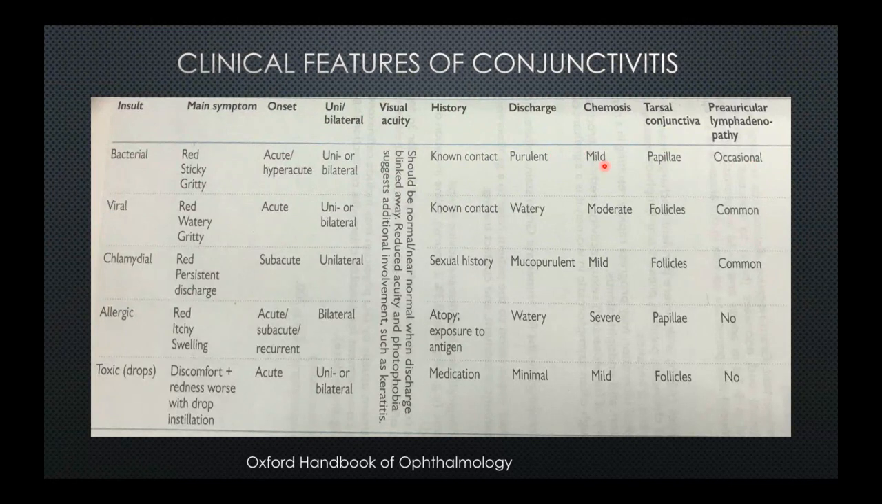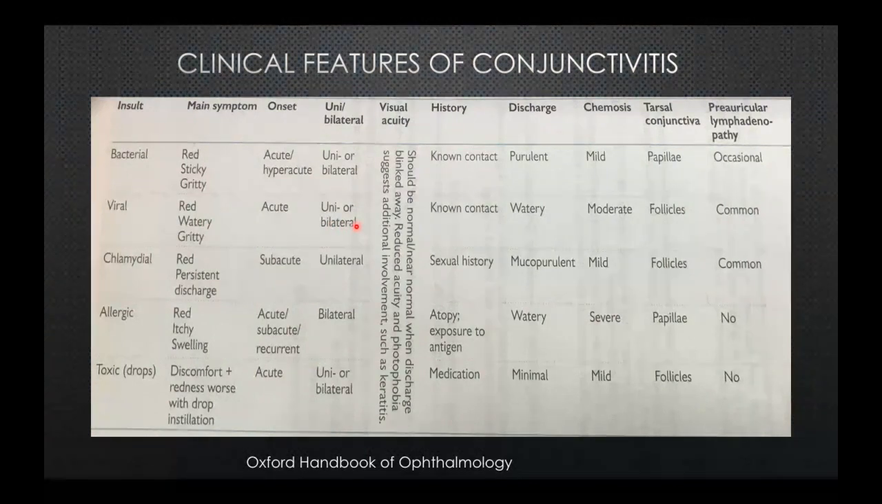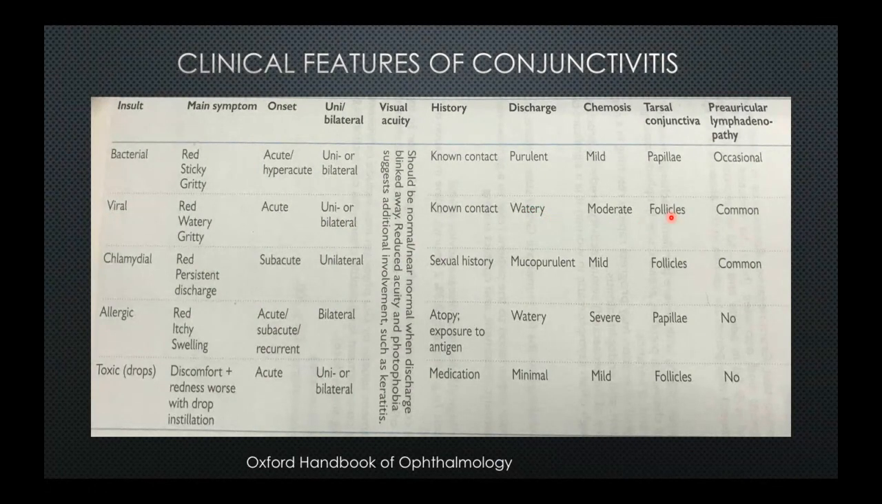There's mild chemosis, but depending on the bacteria, remember we mentioned this, the chemosis can be mild or severe depending on the etiology. So when you look at viral conjunctivitis, the difference here is the discharge is watery, with acute onset and a uni- or bilateral presentation, okay? And they will have follicles and not papillae. The chlamydial, well, we talked about this, creamy discharge, there's a history of sexual contact, the discharge is mucopurulent, and you've got follicles as well.